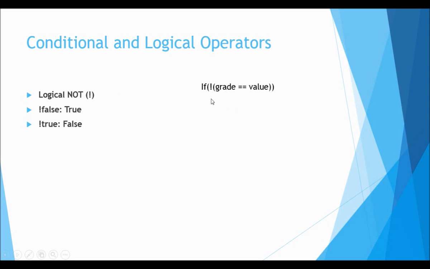Now for the logical NOT, if grade equals value, then if it is true, NOT will negate it to make it false. But if it is false, NOT will negate it to make it true. So that's the difference between the logical NOT and the logical OR.